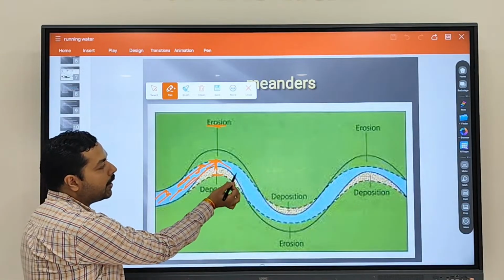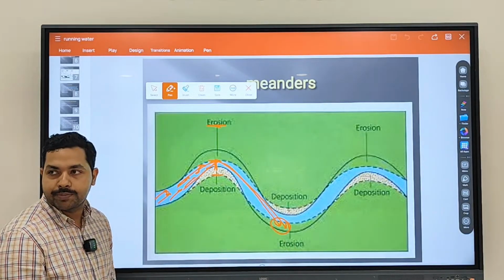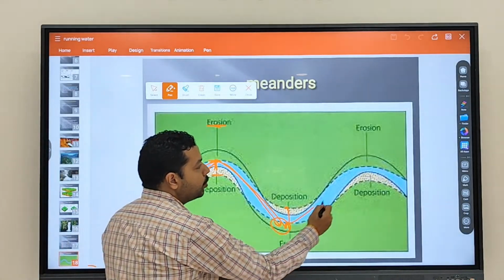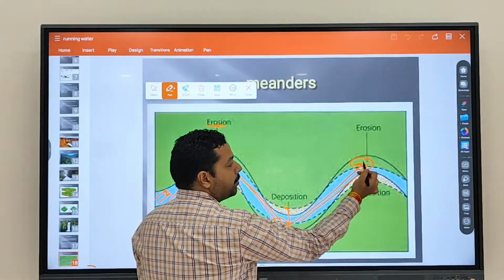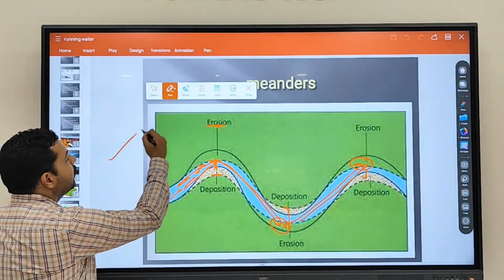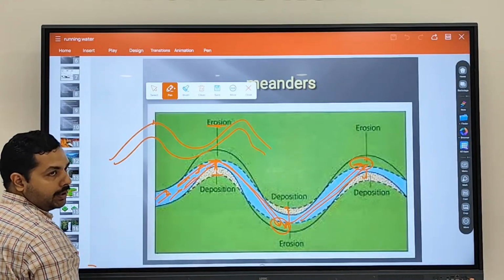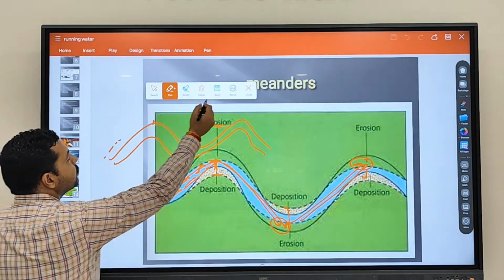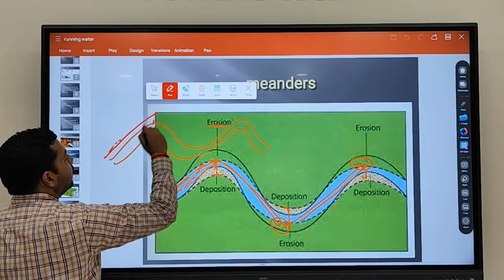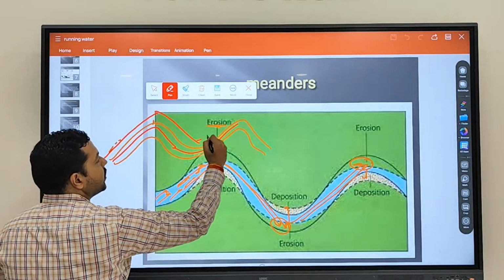Now when the river again comes from here to here, which region is it going to erode now? This part, and again deposition will happen at the other edges. Now the river will move to this path, so erosion will happen in this area and deposition will happen in this particular area. So over a period of time, this was the flow of the river originally, but because erosion is happening here, over a period of time the river will take this particular path. This becomes a new path of the river.